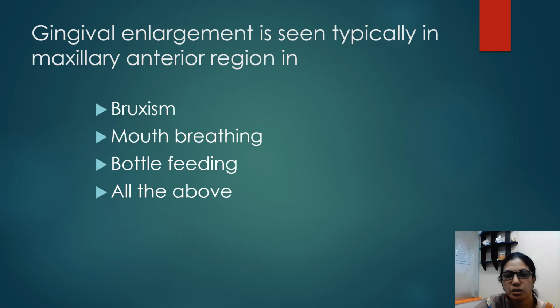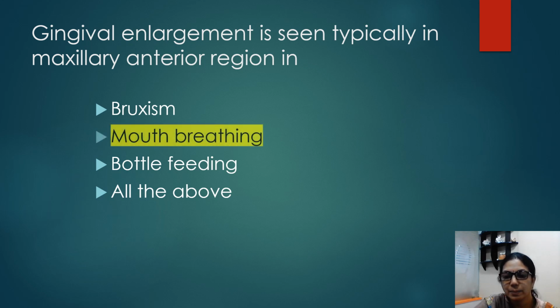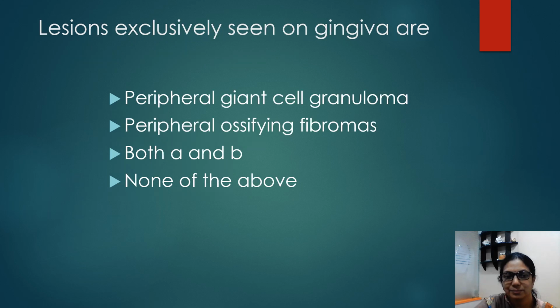Next, gingival enlargement is seen typically in the maxillary anterior region. In which case? Is it bruxism that causes gingival enlargement in the maxillary anterior area, or mouth breathing, or bottle feeding, or all the above? So what is the answer here? If the typical gingival enlargement is present only in the maxillary anterior region, the reason is always mouth breathing. We should rule out the mouth breathing habit of the patient.